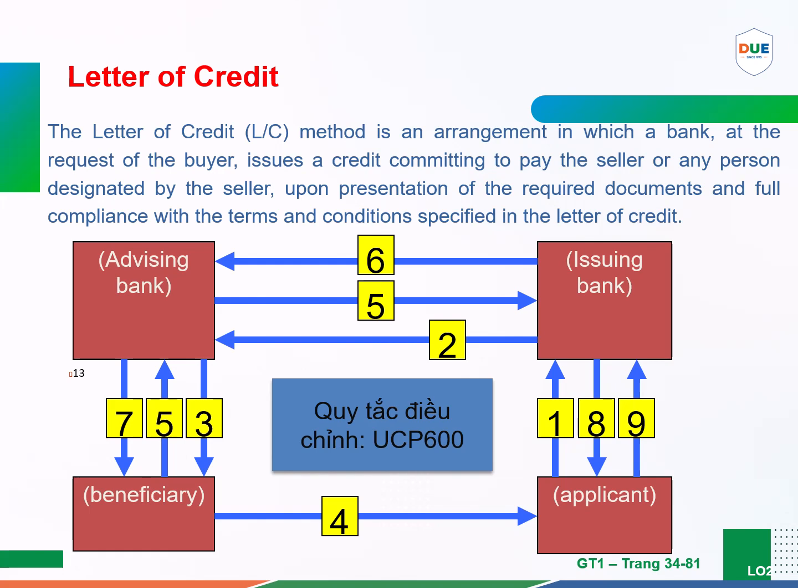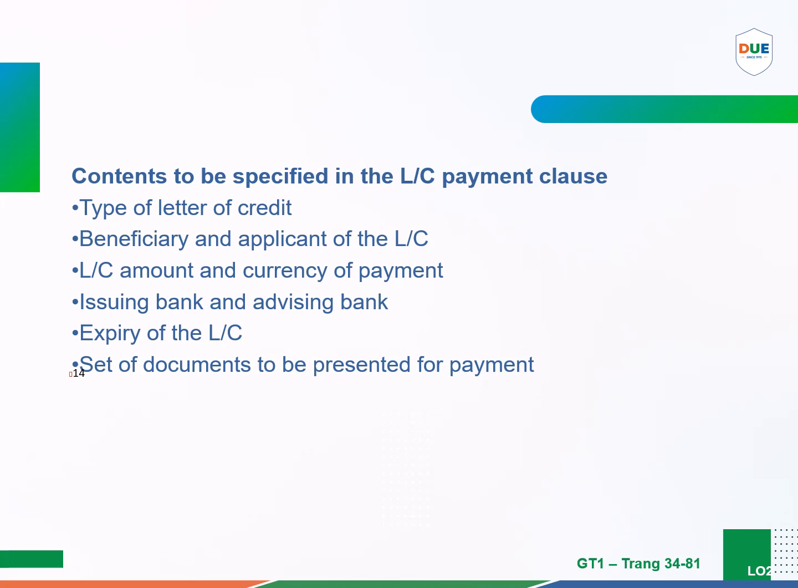Conversely, if the goods are correct but the documents are incorrect, the exporter may not receive payment. When the parties agree to pay by letter of credit, the payment clause in an international sales contract must be clearly and fully specified. Clearly defining these contents helps reduce risk, prevent disputes, and provides a solid basis for banks to make accurate payment.